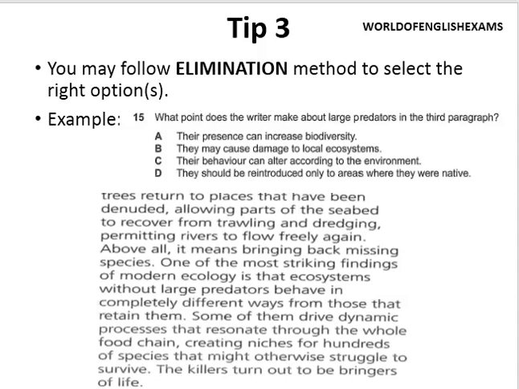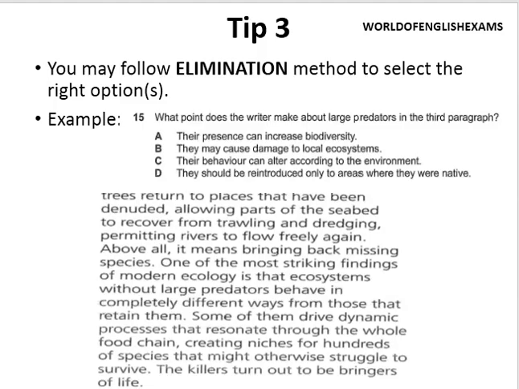But now let me also help you eliminate the other options. Let me show you why the other options may not be the right answer. Option B, they may cause damage to the local ecosystems. Is it mentioned that due to large predators there is damage to the local ecosystems? Nothing about it. So that is eliminated. Then, their behavior can alter according to the environment. Is it mentioned about environment and the behavior of predators? No, not at all. Next, they should be reintroduced only to areas where they are native. Is it talking about the native areas of large predators in the paragraph? Not at all. So this is how you need to eliminate and then select the right option.